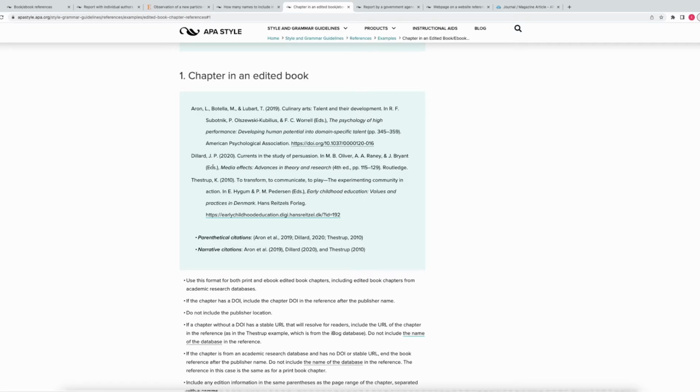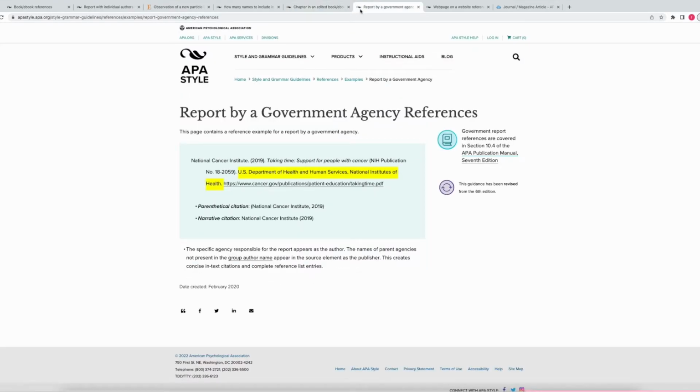So those are common scenarios you'll see when you have real people as authors. But we know things get tricky when you go online and suddenly real people disappear, and now you have large agencies or non-governmental organizations or nonprofit organizations who are responsible for producing lots and lots of work where there are many people involved, but there's not necessarily one individual author. So in this case, this is a report by a government agency. This is from the National Cancer Institute of Health.